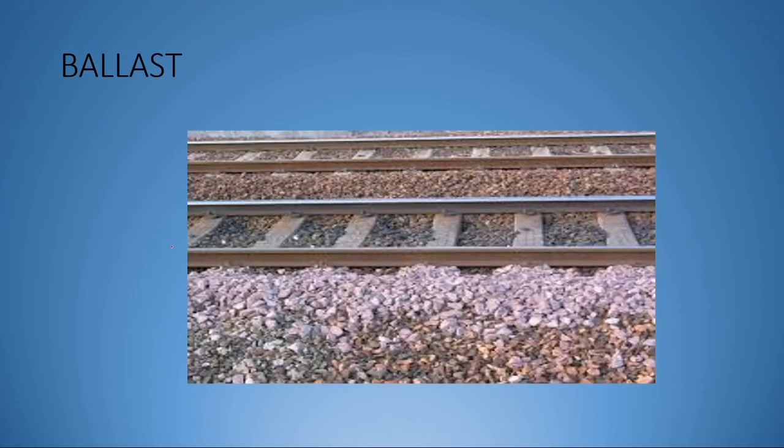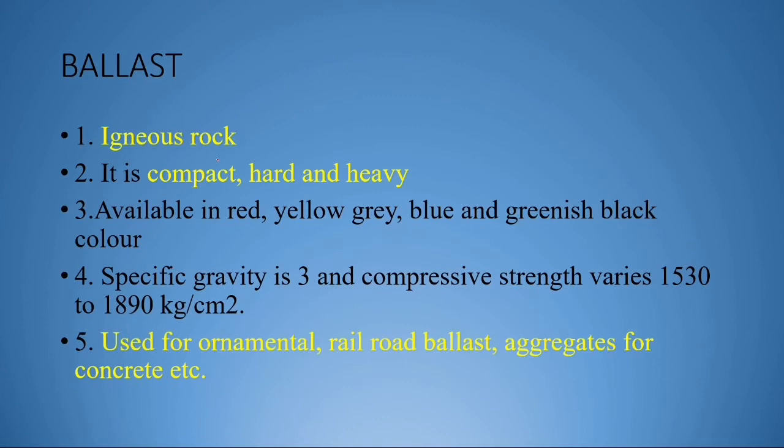Next one is ballast. I hope you have seen this. Beside a railway track, you can see some large aggregates; that is known as ballast. The properties are: it is an igneous rock, compact, heavy, and hard. It is available in red, yellow, gray, blue, and greenish black color. Specific gravity is 3, and compressive strength is 1350 to 1890 kg per centimeter square. As you can see, it is used for ornamental work, railway ballast, and aggregates for concrete.